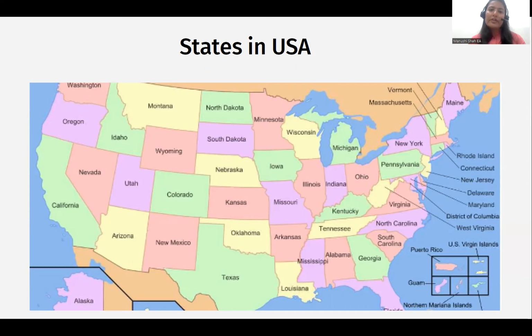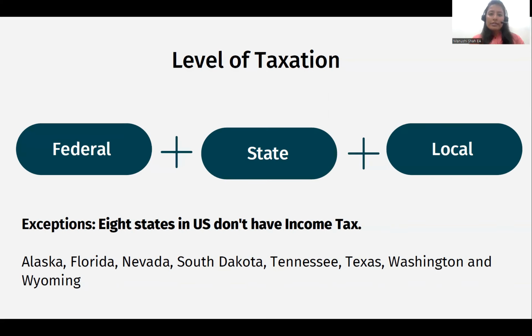Not all 50 states have income tax. There are 8 states in the US that don't have income tax, right? So what are those 8 states? It is a list of Alaska, Florida, South Dakota, Tennessee, Washington, Texas, and Wyoming. So these are the 8 states that don't have income tax.